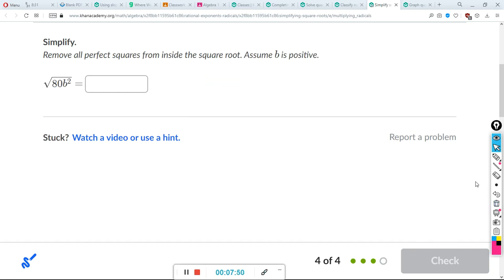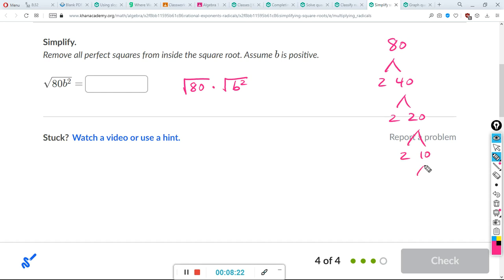Alright, one more. Radical 80b squared. So I'll do radical 80 and radical b squared. For the 80, we have 2 times 40. And then we have 2 times 20. And then we have 2 times 10. And then we have 5 times 2. I can't break up the 5. So circle the last number.